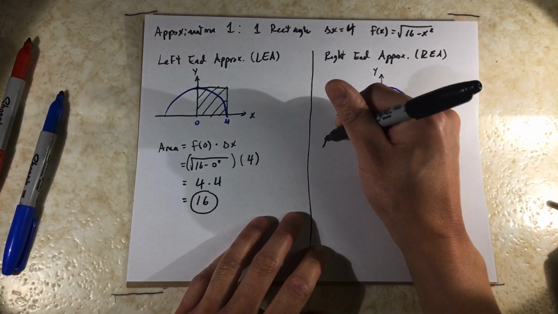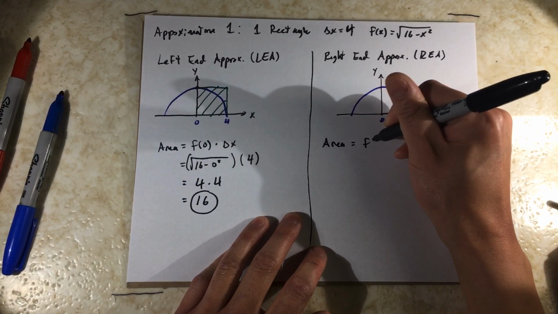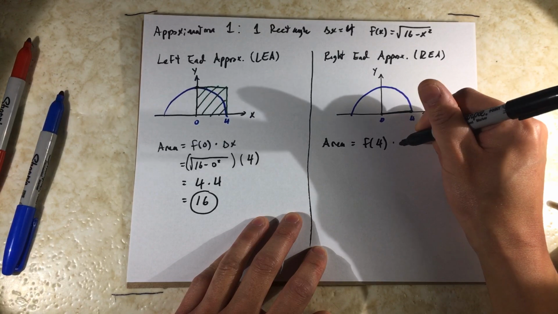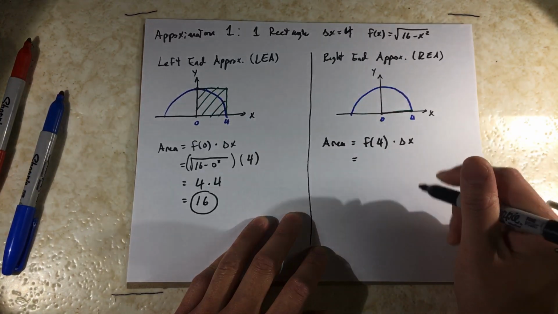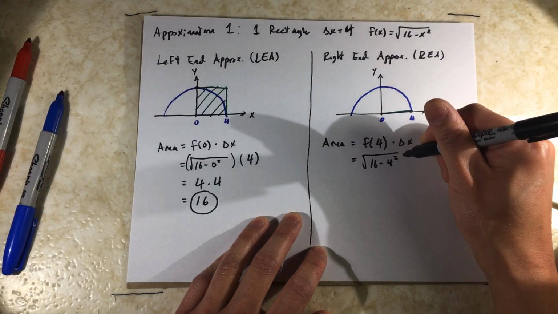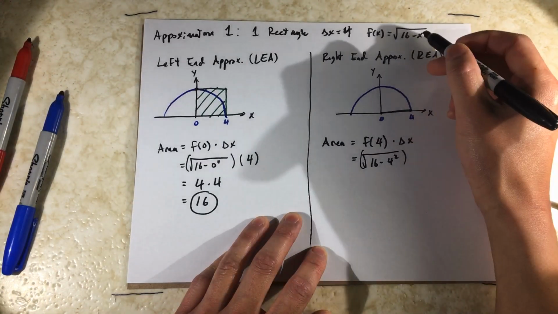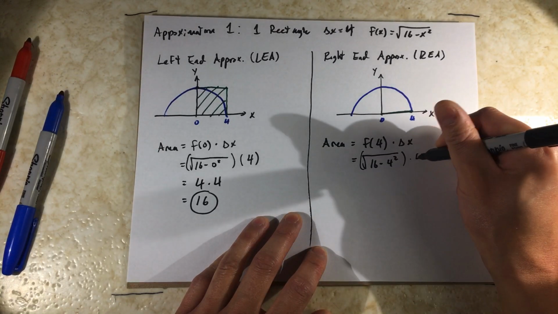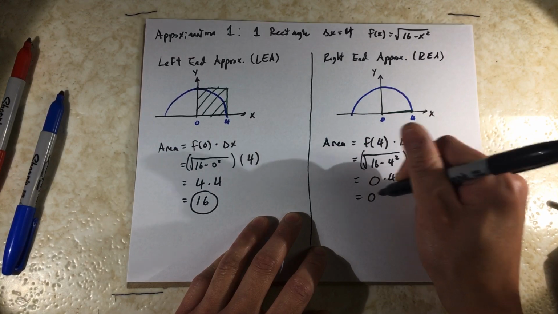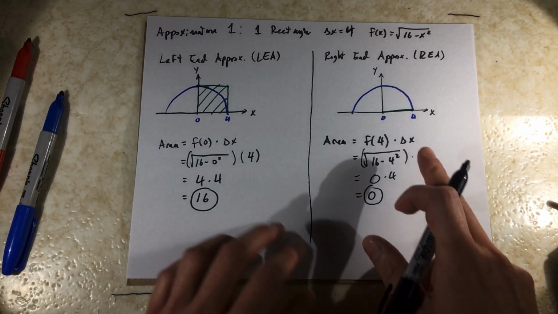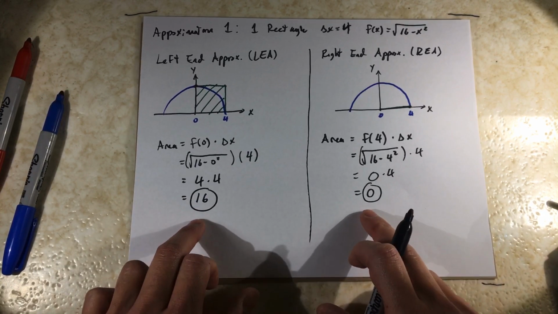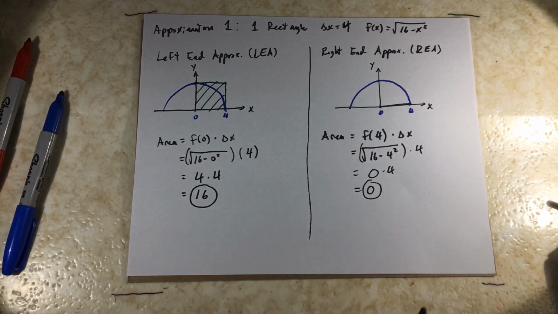All right. Now in this area, it's f of 4, which happens to be 0. But I'm just going to go through this so that we see how this works. So it would be the square root of 16 minus 4 squared, evaluating the function at x equals 4, times 4. And this is just 0 times 4, which is just 0. So that's not a great approximation, but this is just the first approximation, so it's not that great, but it gives us kind of an upper and lower bound.